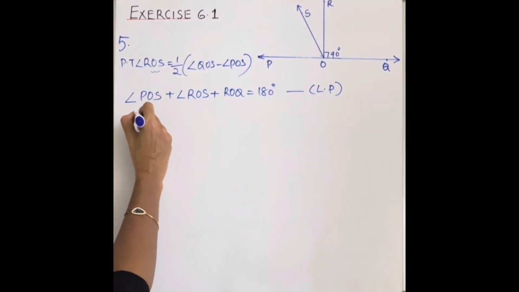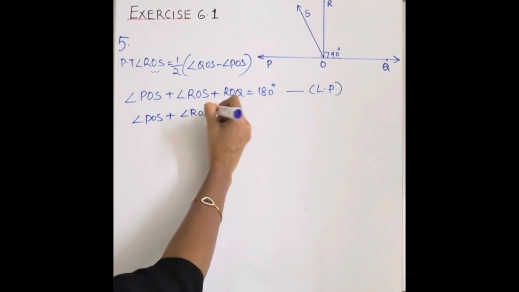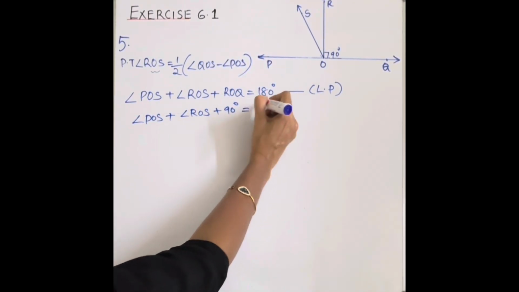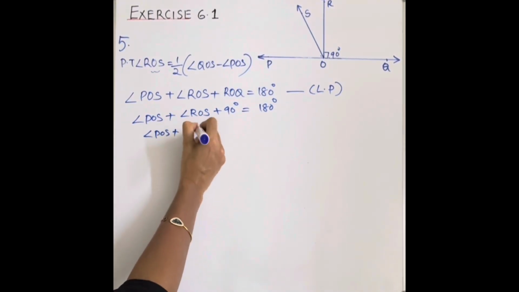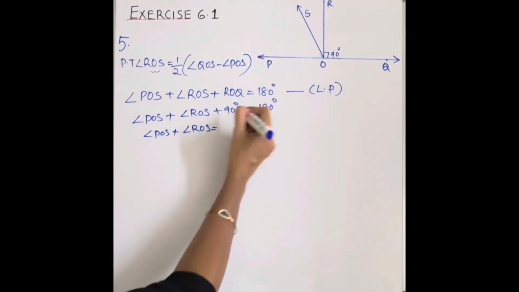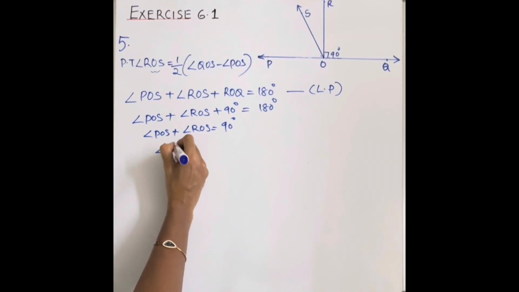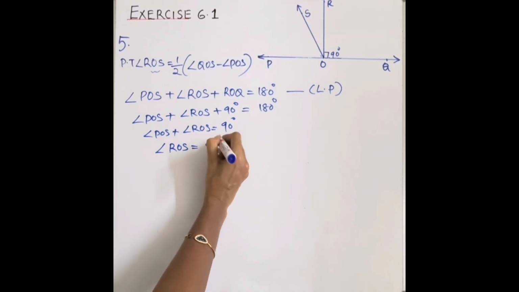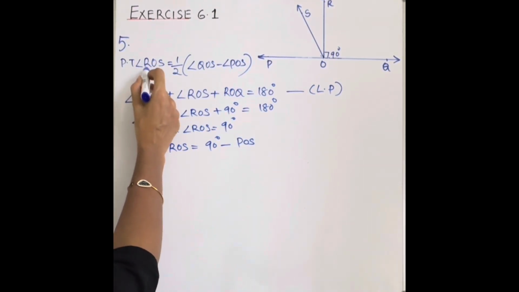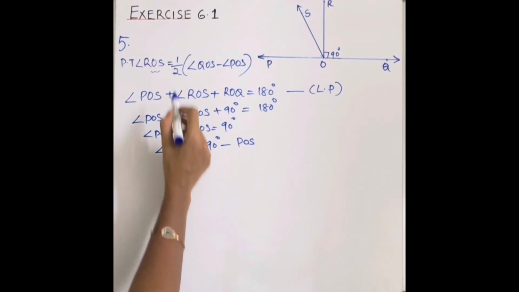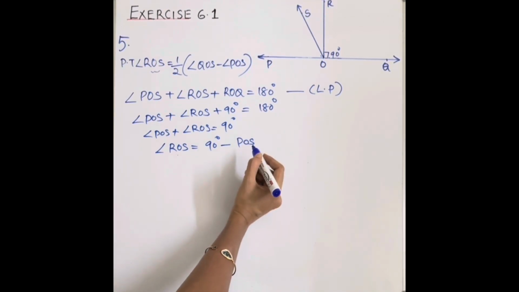Or we can write angle POS plus angle ROS. What is ROQ? It is 90 degree. It's equal to 180 degree. And we can write POS plus ROS is equal to 180 minus 90, which will give you 90 degree. And we can also write ROS is equal to 90 degree minus POS. So always look into the LHS and the RHS. We can figure out how to write this depending on the question. So this is the first equation.